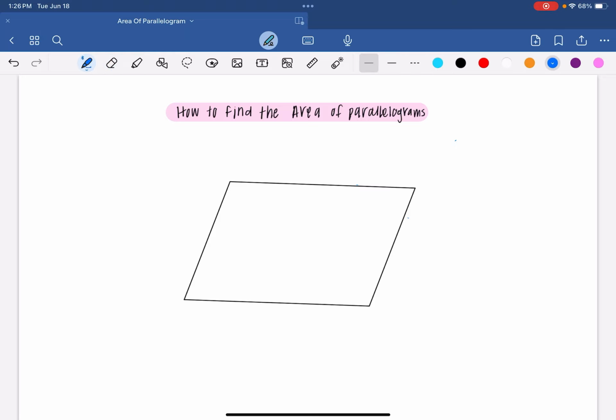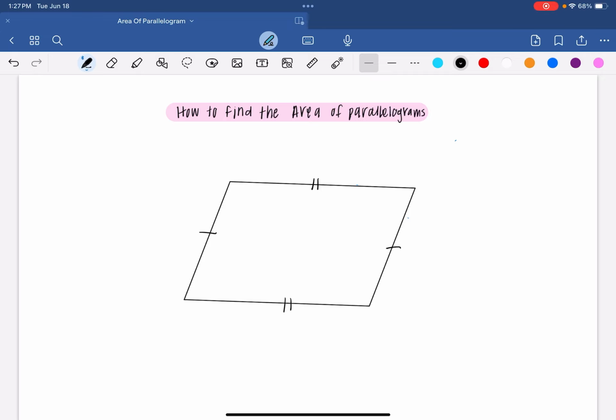Being a parallelogram means that it has 2 sets of parallel lines, or 2 pairs. These parallel lines are opposite from each other, and they will never intersect. So the opposite sides are parallel. That being said, we also know that the opposite angles are congruent.